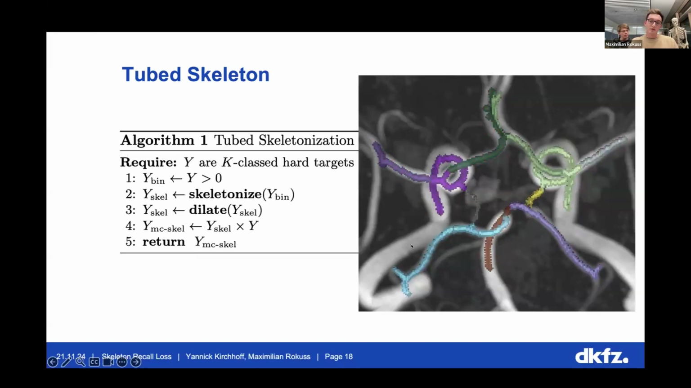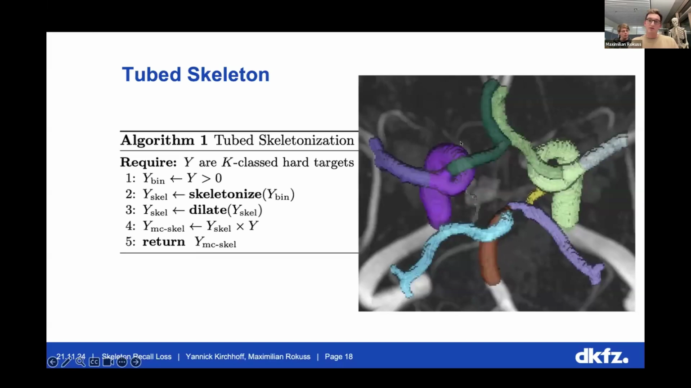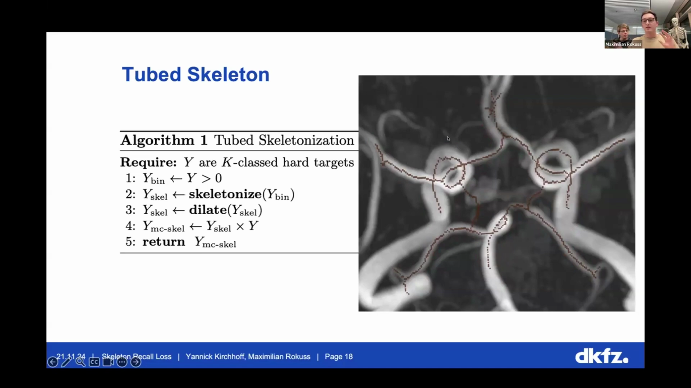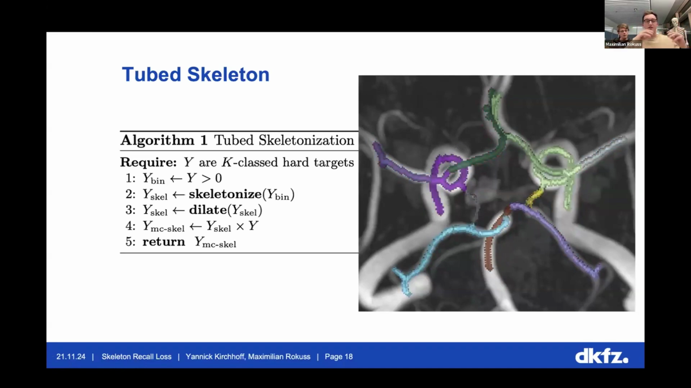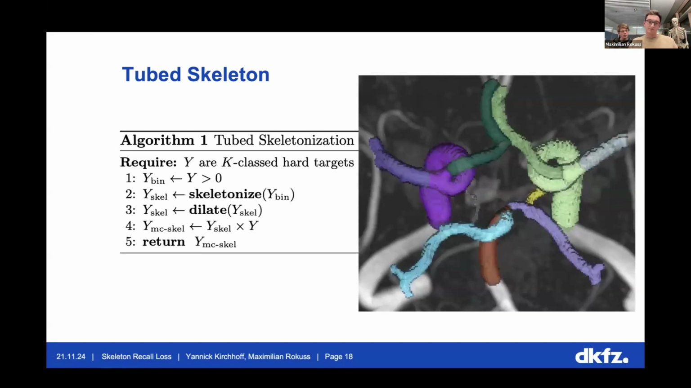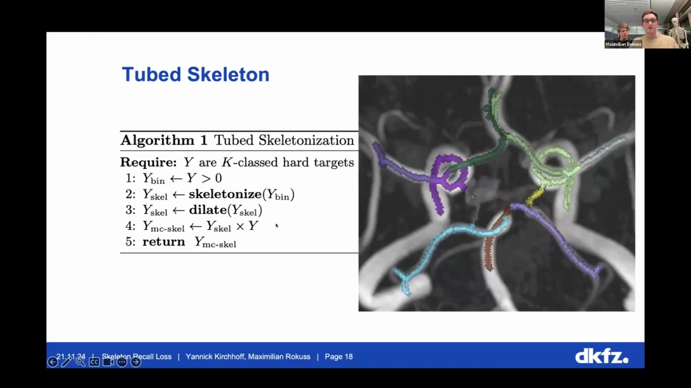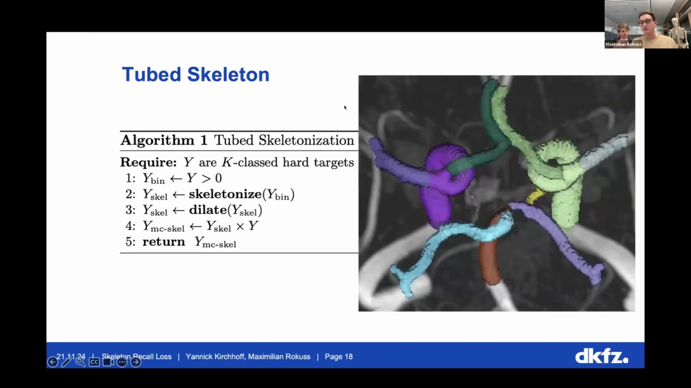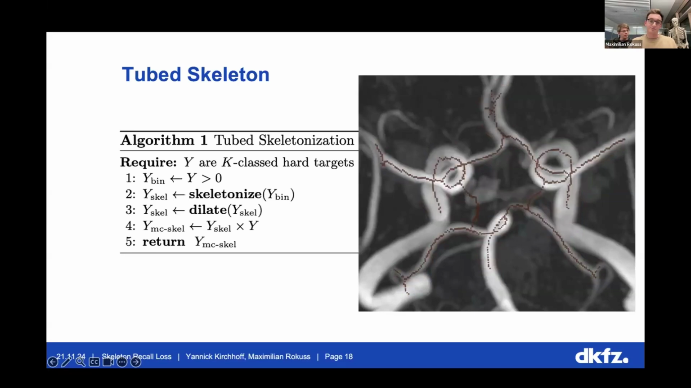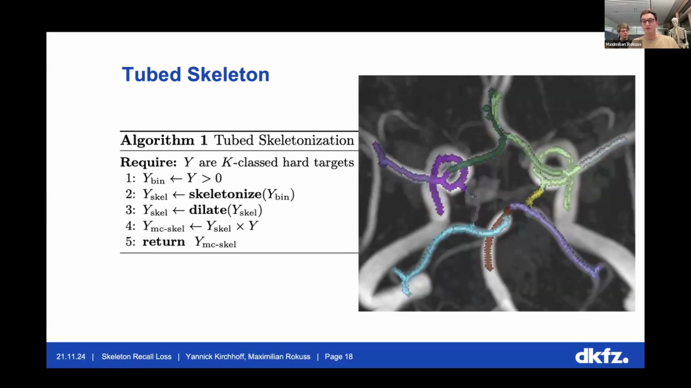So basically, everywhere you look, the tube has the same thickness. And this kind of evades the effects of thicker and thinner structures I mentioned at the beginning. And the last step is just to multiply the ground truth segmentation mask again, so you get it in the multi-class setting.